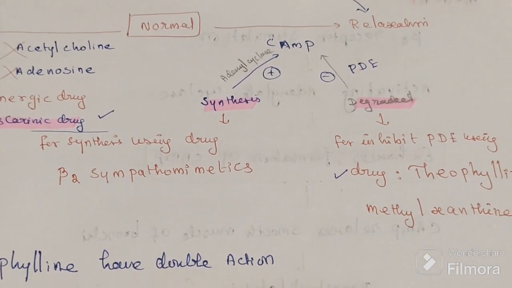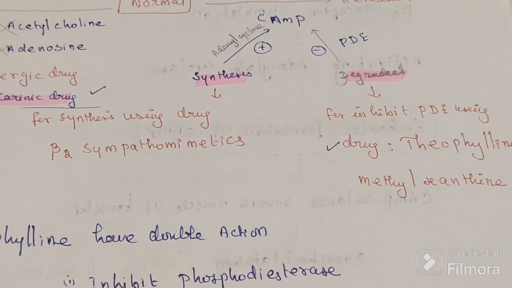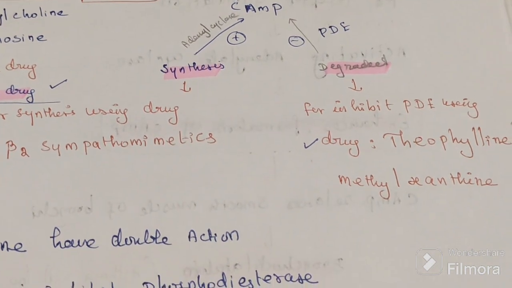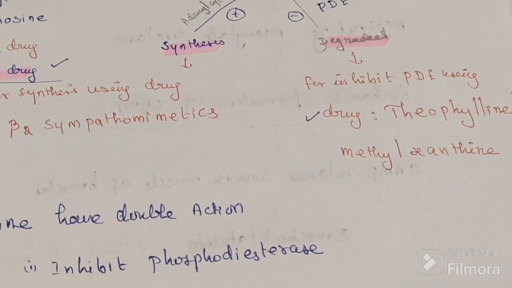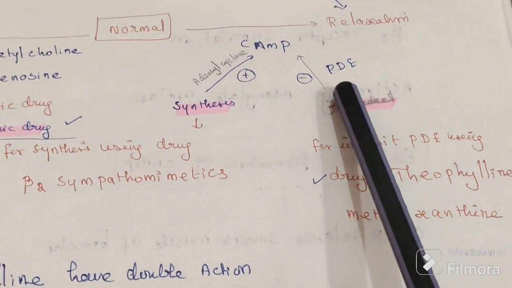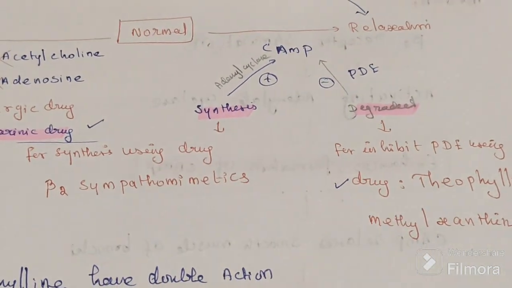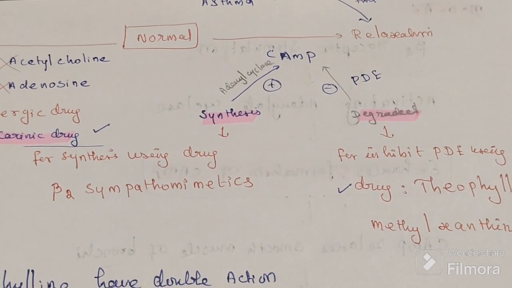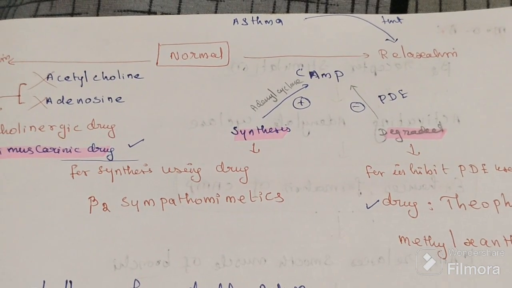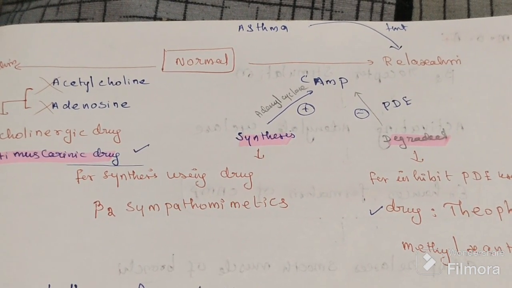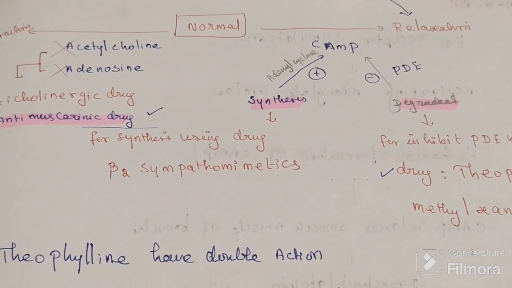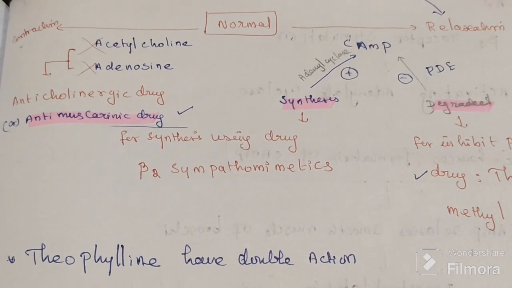What is the mechanism of these methylxanthines, or theophylline? It has two mechanisms. Number one, it inhibits the phosphodiesterase enzyme. So there is no degradation of cyclic AMP. Cyclic AMP will increase and it will cause relaxation. Number two, it blocks the adenosine receptor.